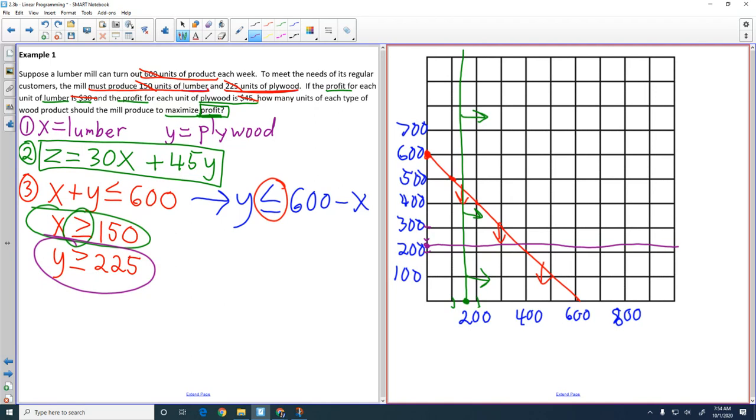And now shading, do I shade above this line or below this line? So look at that inequality, that's a greater than. Greater means up, above, higher than. So I am going to shade above this line. So we can draw little arrows going up, up, up.